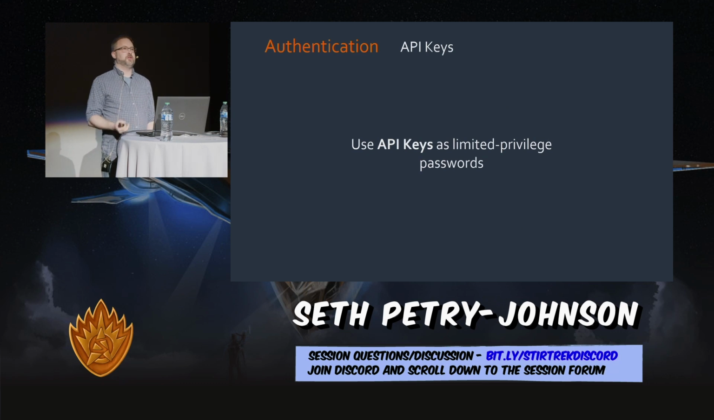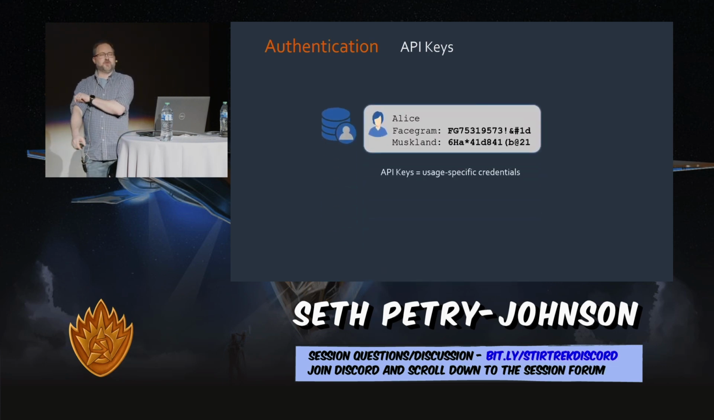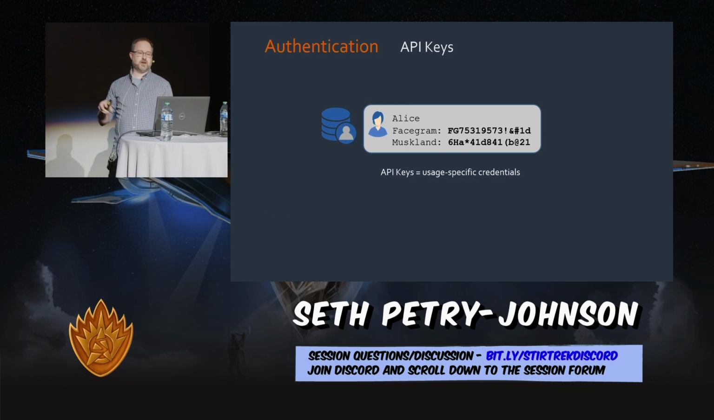So instead of using full account passwords, consider using API keys as a sort of limited privilege, usage-specific password. For example, maybe our app lets Alice connect it to her social media accounts, so those apps can then get some of her data from our app. Instead of having those apps send her primary password to us in a basic auth header, we could create separate credentials for each of those services. And we could authorize those credentials with very limited permissions.